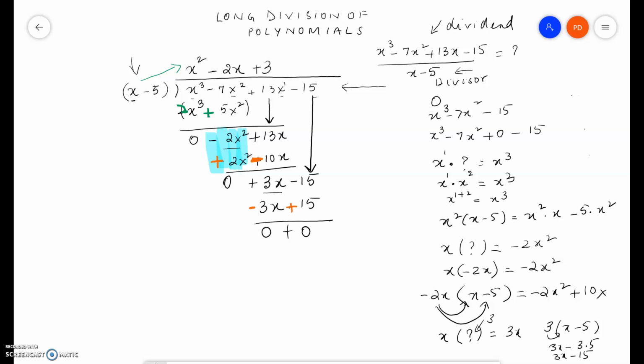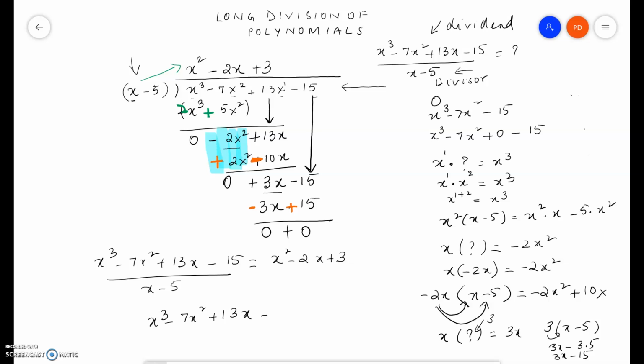So this is how we're going to write our expression. So x cubed minus 7x squared plus 13x minus 15 divided by x minus 5 is equal to, and it goes exactly, x squared minus 2x plus 3. So x minus 5 goes x squared minus 2x plus 3 times into x cubed minus 7x squared plus 13x minus 15. Another way of writing this would be x cubed minus 7x squared plus 13x minus 15 is equal to x minus 5 times x squared minus 2x plus 3.